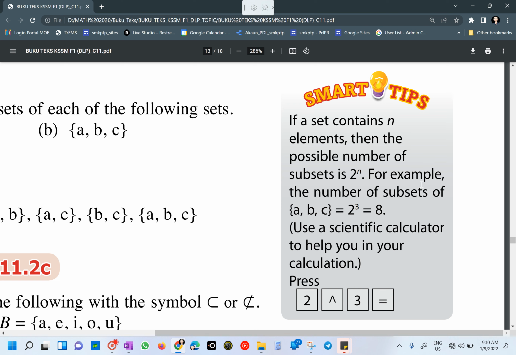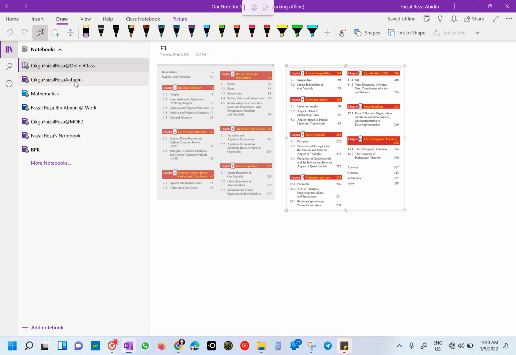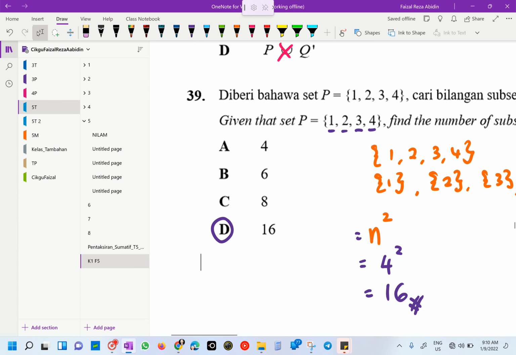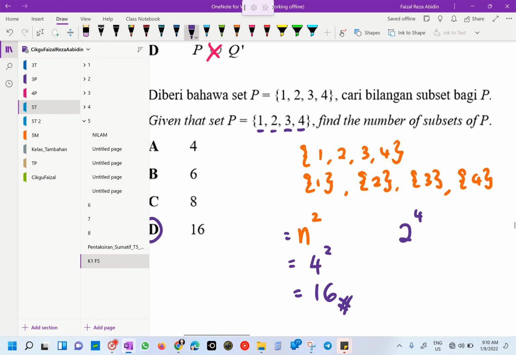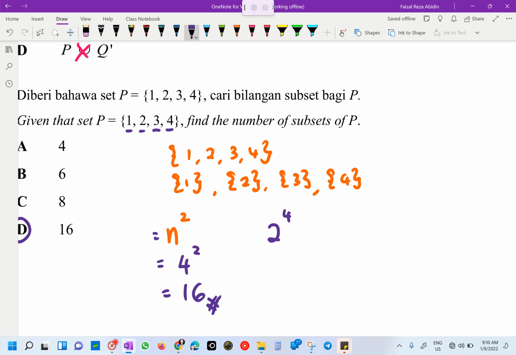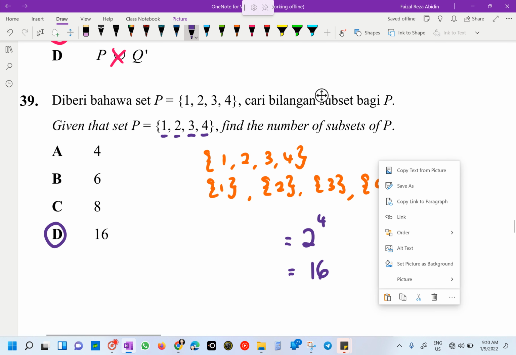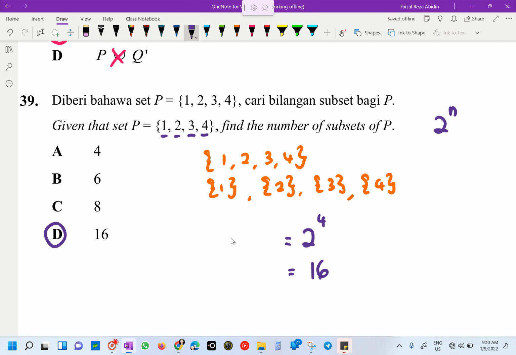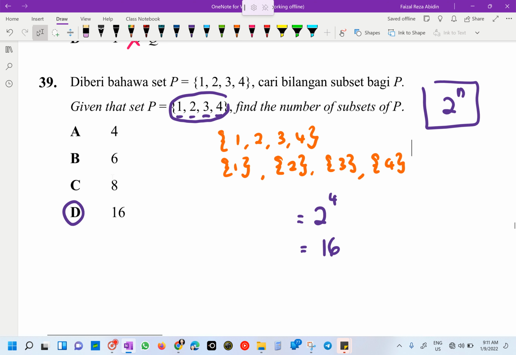I got it reversed earlier. Oh, wrong teaching. Where was it? 2 to the power of n. So it means 2 to the power of 4. Alamak, I got it reversed. I just randomly said n square. So subset is going to be 2 to the power of n, where n is the number of elements we have. Can, class? Sorry, I put the wrong concept earlier. Luckily. Last, a bonus.